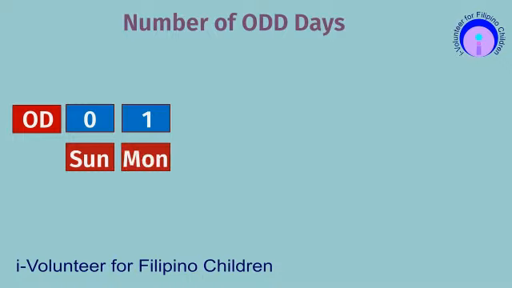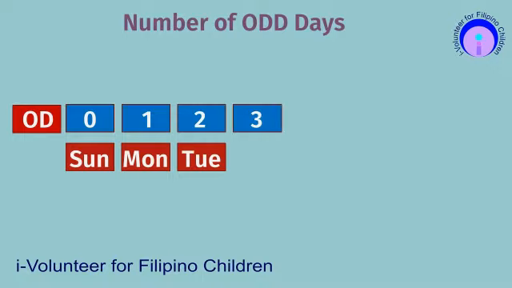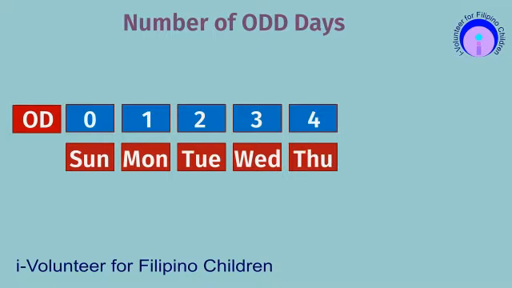1 for Monday. 2 for Tuesday. 3 for Wednesday. How about 4? This is for Thursday. 5 for Friday. And the last one, 6 for Saturday.